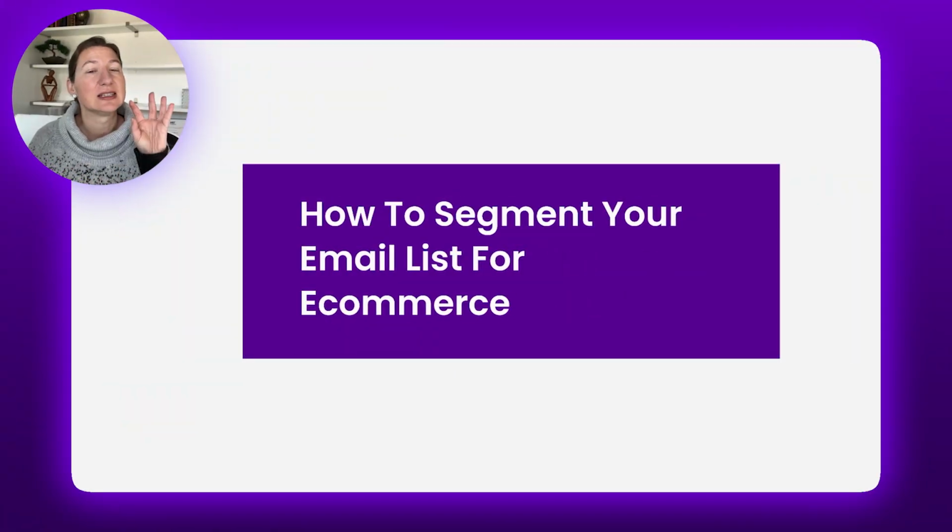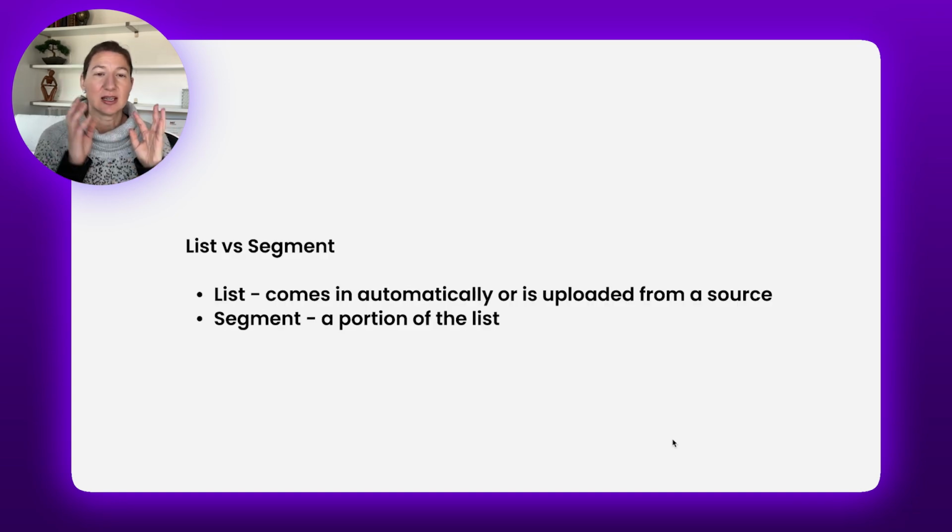First and foremost, let's make sure we differentiate between a list and a segment. A list comes in automatically or is uploaded from a source. You should not be re-uploading anything that already exists in your system. Lists should all be new subscribers that are either gathered from a POS system, from your e-commerce site. If you have a live event, you can upload them. Make sure you have their permission to email market to them, because that is something that all of your email marketing platforms are going to request.